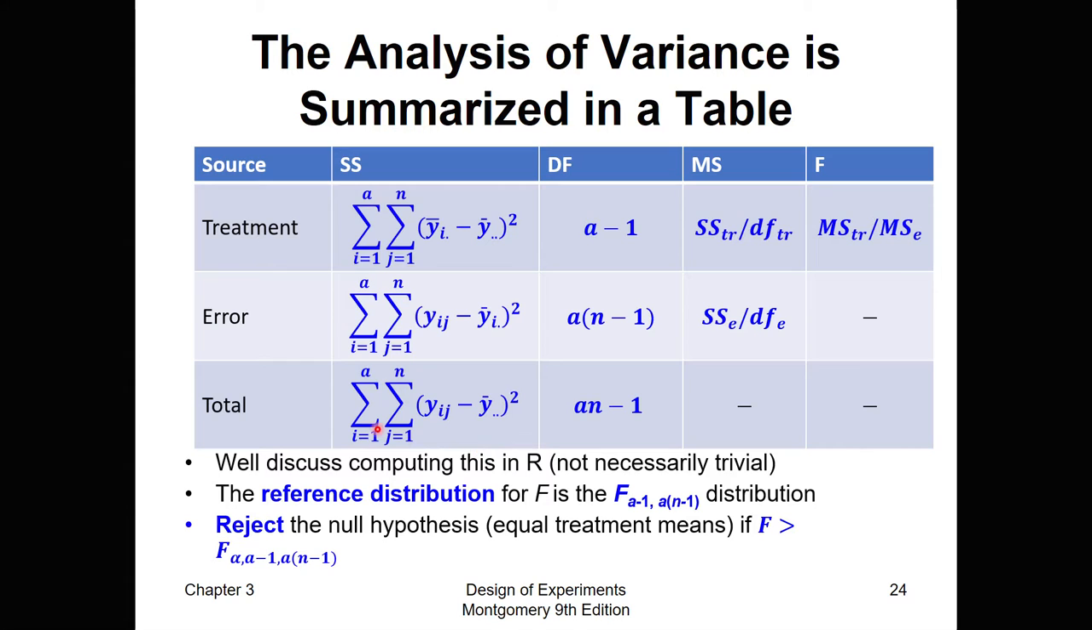But what's interesting is that that means if I have two of these, I can calculate the third one. So if I have the treatment sum of squares and the error sum of squares, I don't have to do a calculation for this third one. I could just add these two together and get the third one.